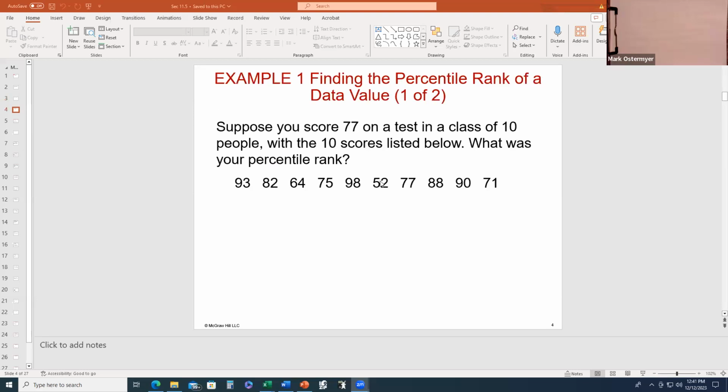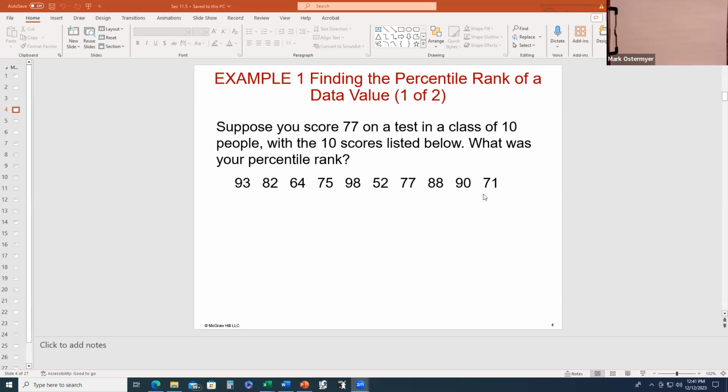All right. Now, how do we find these percentiles here? Well, suppose you score 77 on a test in a class of 10 people. So it's a small class, only has 10 students. Out of 10 scores, your score is a 77. What is the percentile of our score? In other words, what's the percentile rank of 77? And these are all the scores for that particular assessment in that class with 10 students.